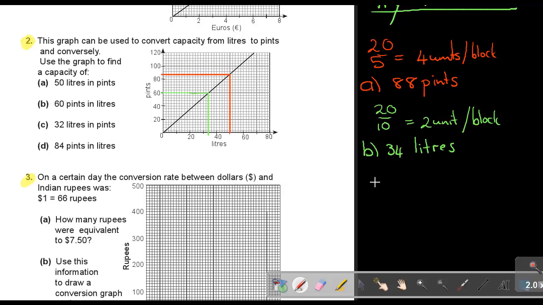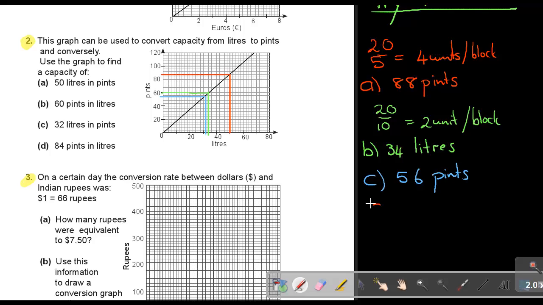And then if I look at number C, okay, 32 liters. Now I have to go to pints. Okay, there's 30, 32. It's almost there. Can you see where it cuts? And then goes straight there. So that's 40, and remember I'm counting in 4. So 44, 48, 52, 56. So that's going to be 56, and that's going to be pints.